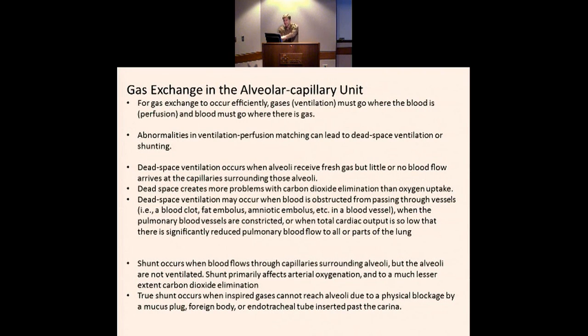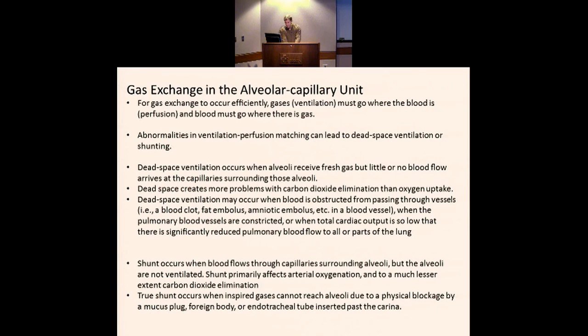And I'll have to make sure I read this. I put this on here because I always get these confused. One of them is shunt. Shunt occurs when blood flow through the capillaries surrounding the alveoli is normal. These are terms you should know. Shunt is when blood flow is getting to your alveoli, so you have blood getting there, but no oxygen. You're not breathing properly.